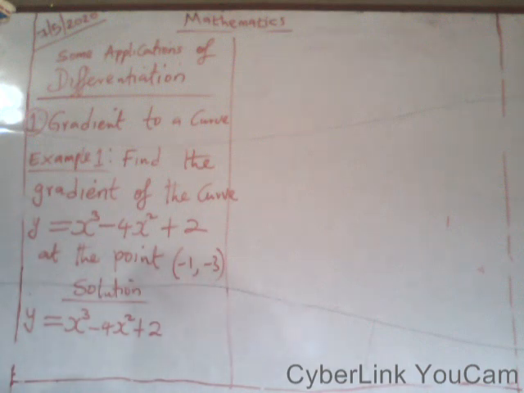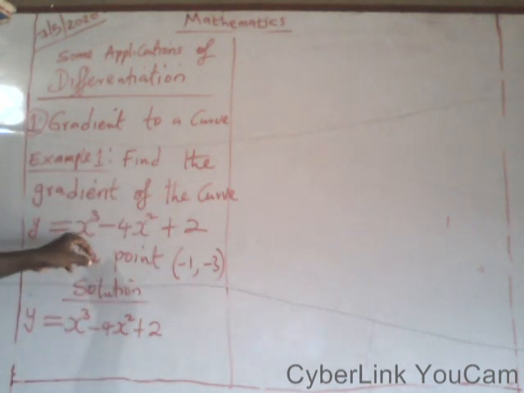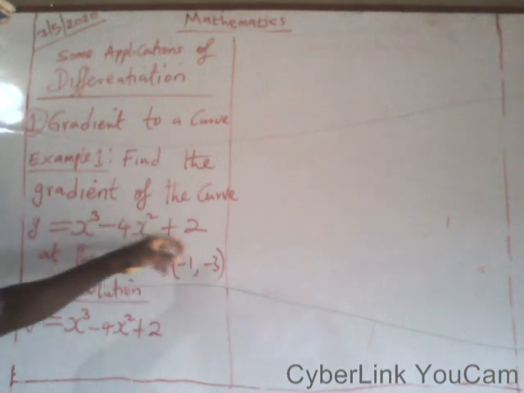Don't forget, you have done differentiation of polynomials, you have done differentiation using product rule, using quotient rule, implicit differentiation, and all those things. Then we even did chain rule. So we want to look at some application of differential calculus, and that is gradient to the curve. We are given example 1. Find the gradient of the curve y is equal to x cubed minus 4x squared plus 2.